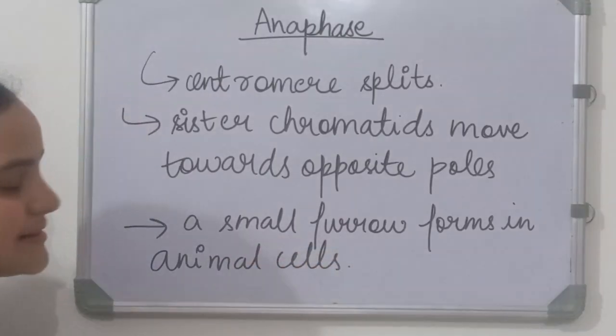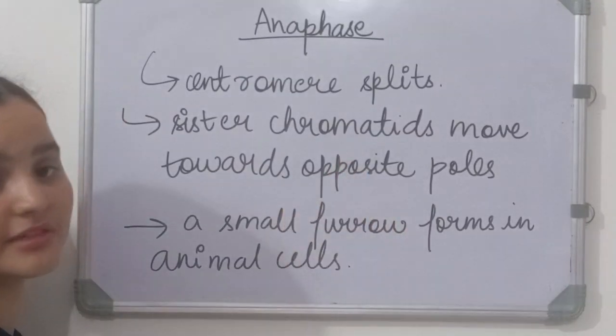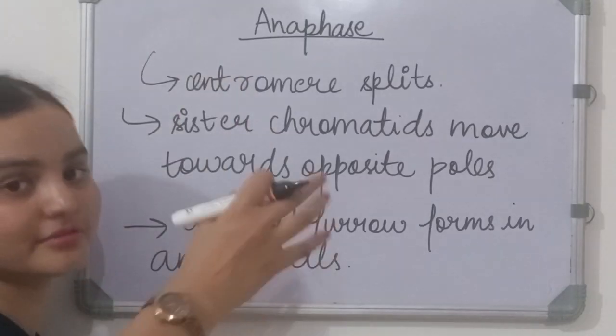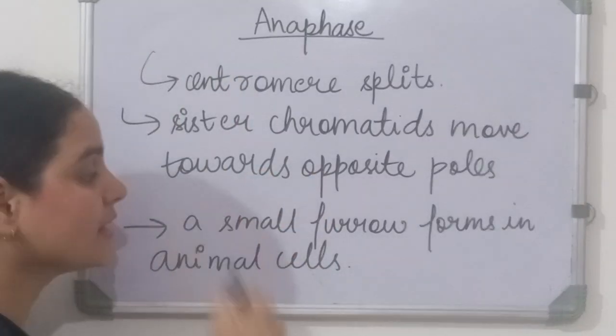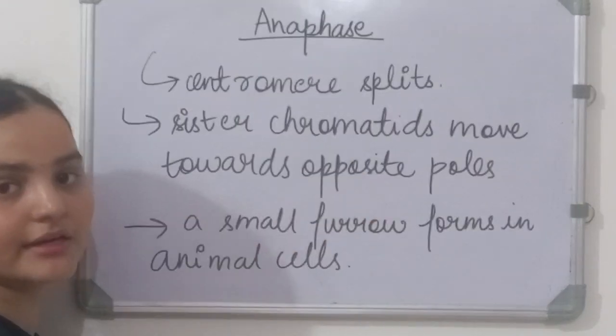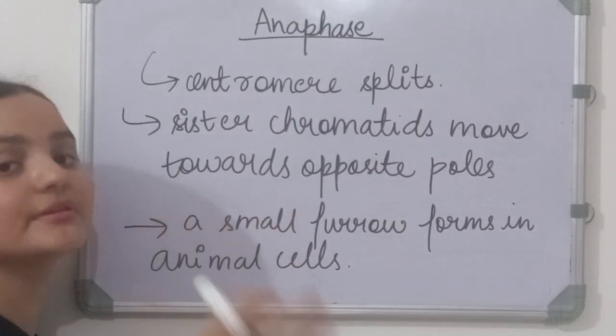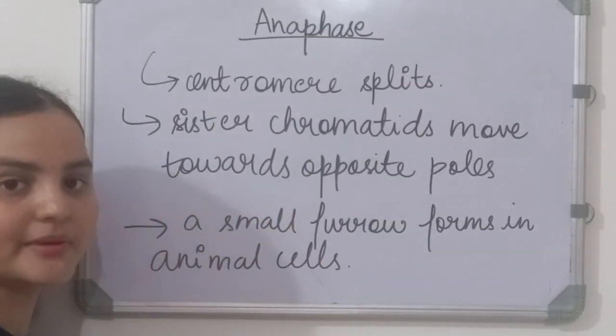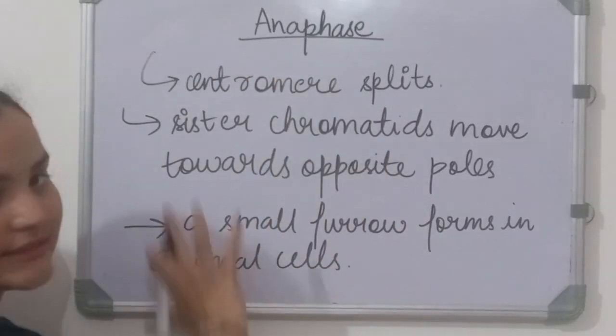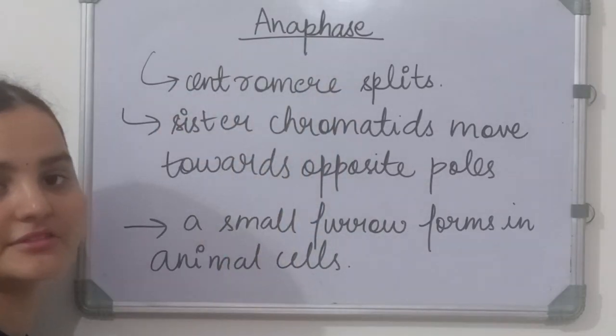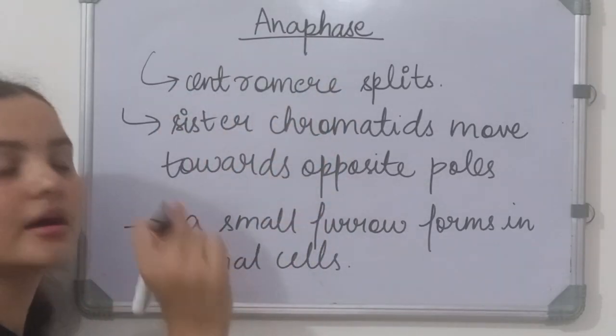Why in animal cells? Because this furrow is responsible for the division of cytoplasm. With the help of furrow, it occurs in animal cell only. In plants, we have cell plate formation. I will explain those things. So these are the things that occur in anaphase. Now let's understand it through the diagram.